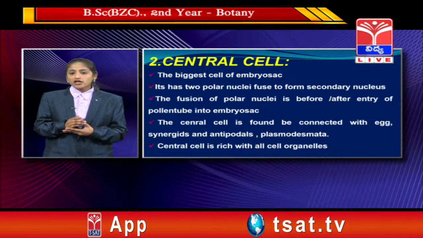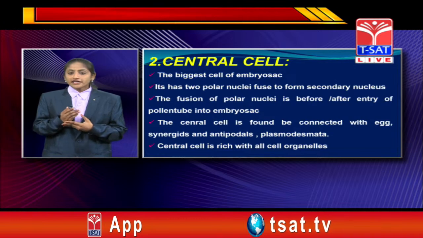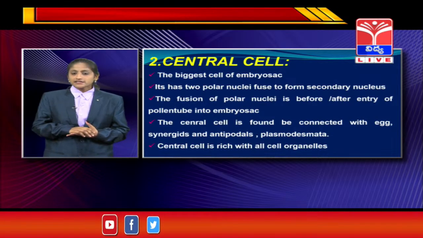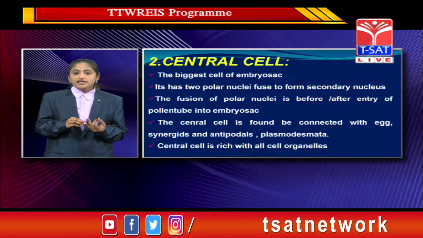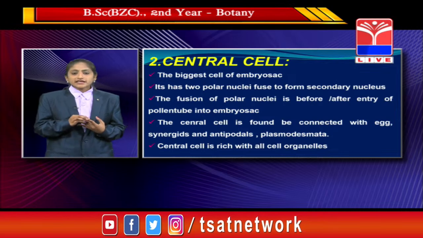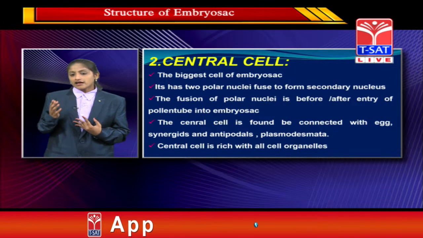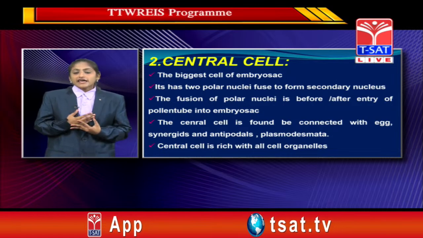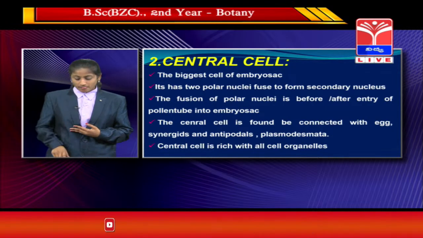The fusion of polar nuclei occurs before or after the entry of the pollen tube into the embryo sac. The central cell is connected with the egg, synergids and antipodals by plasmodesmata. The central cell is rich in cell organelles like mitochondria and chloroplasts, and the central cell has active metabolism.